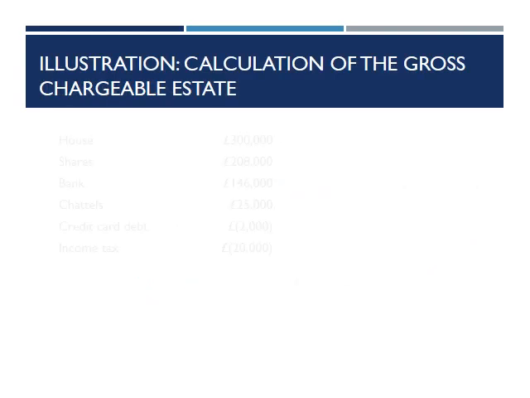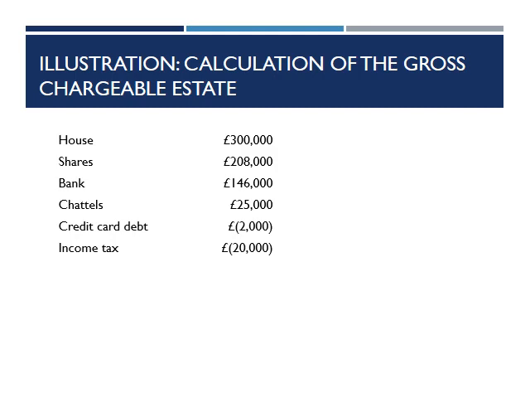So we'll start by adding up all of the assets and deducting any liabilities. We can then deduct funeral expenses. £8,000 would certainly be reasonable, so we've got a total of £649,000.